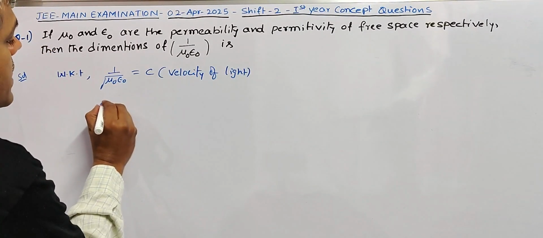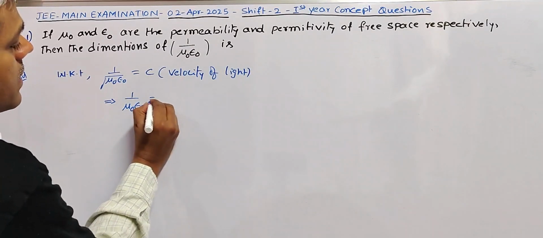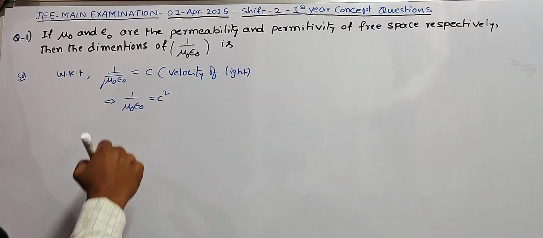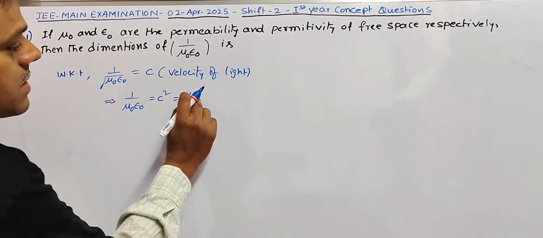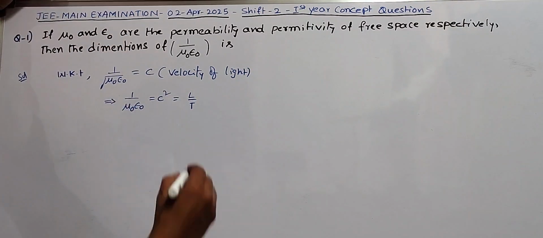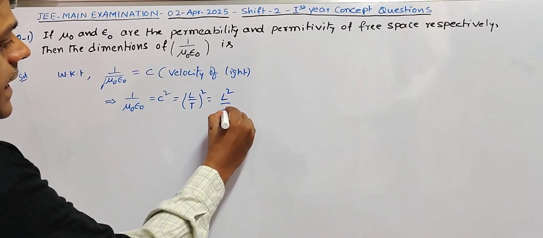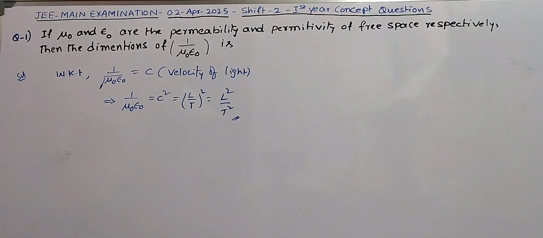So squaring on both sides, 1 by mu naught epsilon naught is equal to the square of velocity, that is C square. Velocity is distance by time. Distance is a unit of length, represented by L, and time is represented by T, whole square. So the answer is L square by T square. This is the answer for this question.